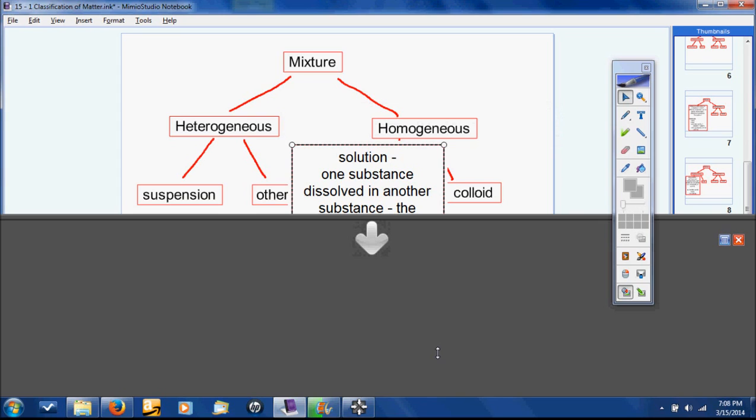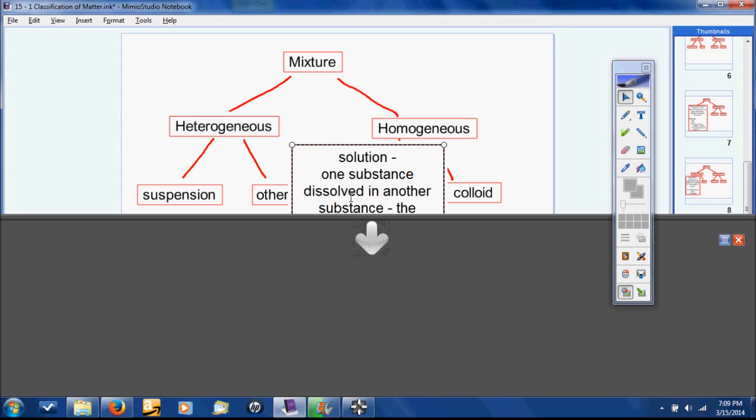So when you mix sugar into your hot tea, the sugar will dissolve into the tea and you have a solution. When you have salt and you mix it into water, the salt will dissolve into the water and you have a solution.